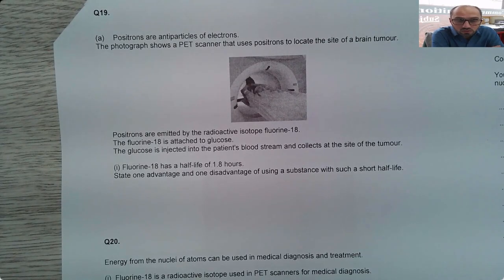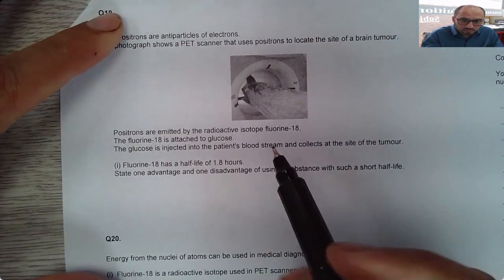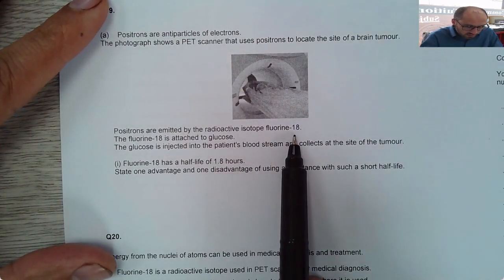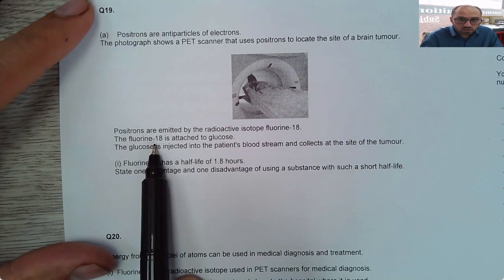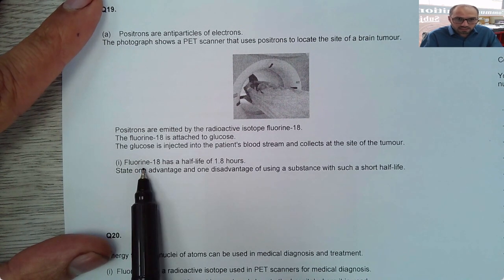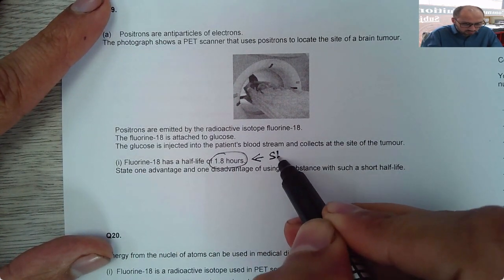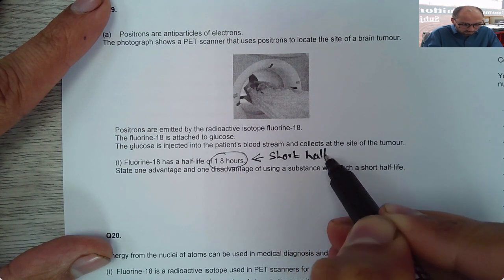This question is about uses of radioactivity in medicine. It says positrons are antiparticles of electrons. The photograph shows a PET scanner that uses positrons to locate the site of a brain tumor. Positrons are emitted by the radioactive isotope fluorine-18. The fluorine-18 is attached to glucose. The glucose is injected into the patient's bloodstream and collects at the site of the tumor. Fluorine-18 has a half-life of 1.8 hours. So we can see here it has a short half-life.